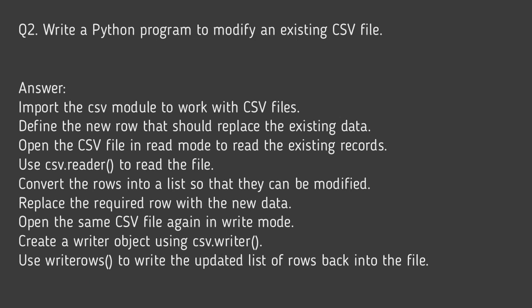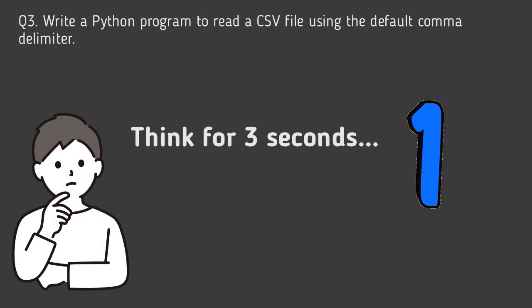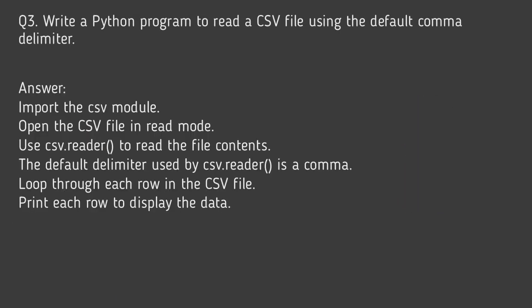To modify a CSV file in Python, first read the file using CSV reader. Convert the rows into a list so they can be edited. Replace the required row with new data and then write the updated rows back to the file using CSV writer. To read a CSV file in Python, import the CSV module and open the file in read mode. Use CSV reader which automatically uses a comma as the default delimiter. Then loop through each row and print the data.